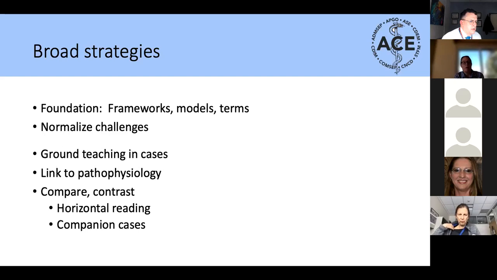It's important, particularly for diagnostic reasoning, to emphasize comparing and contrasting findings of different illnesses in real time. And so rather than teaching about one thing at a time, teach about all the things that are related, and I'll give some examples there.